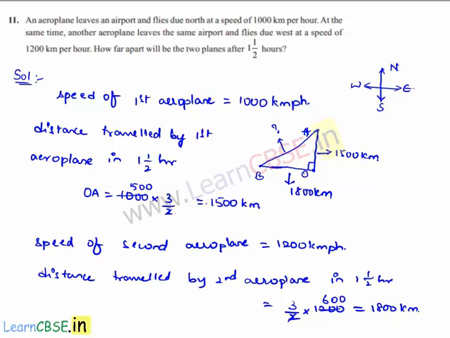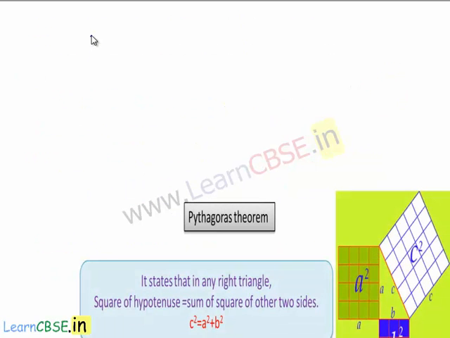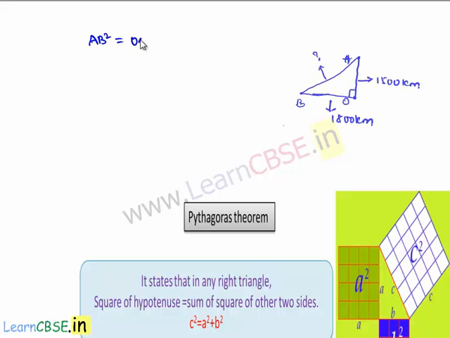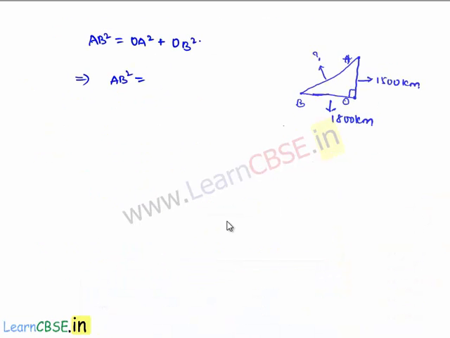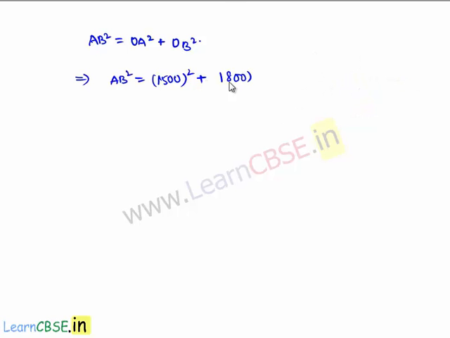From Pythagoras theorem, we can say that in right angle triangle, hypotenuse square is equal to sum of squares of other two sides. Here AB square will be equal to OA square plus OB square, which implies AB square is equal to 1500 square plus 1800 square.